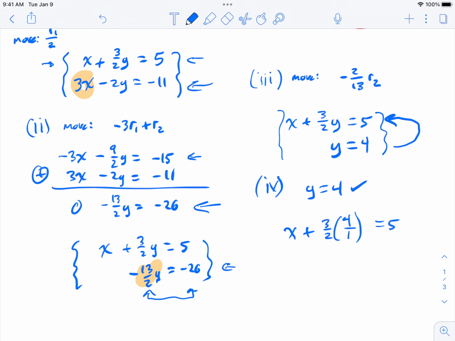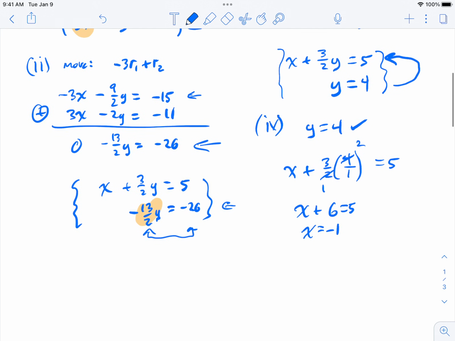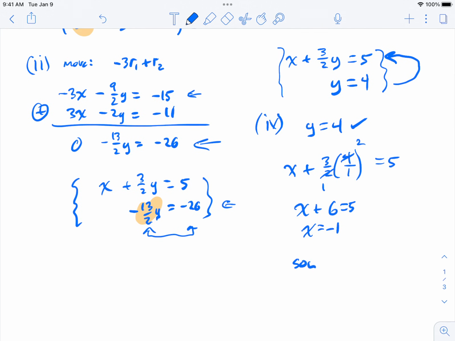So we can finish this up. Cross cancel 2 and the 4 twice. This says x plus 3 times 2 is 6 equals 5, and so x equals a negative 1. And so our solution is x is negative 1, y is 4. Is that what I got before? Oh, yay. Good. That's what I got before. I must have done it right. Cool.